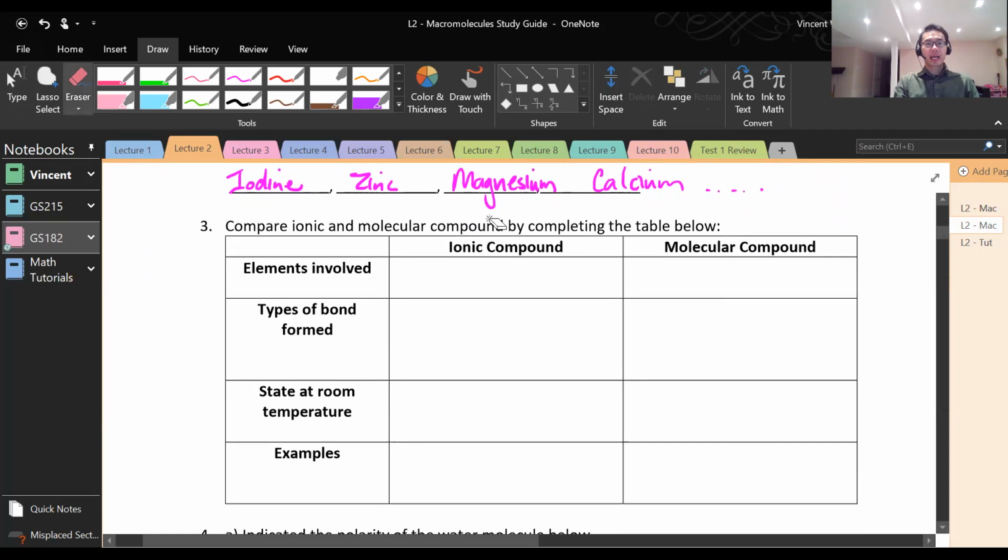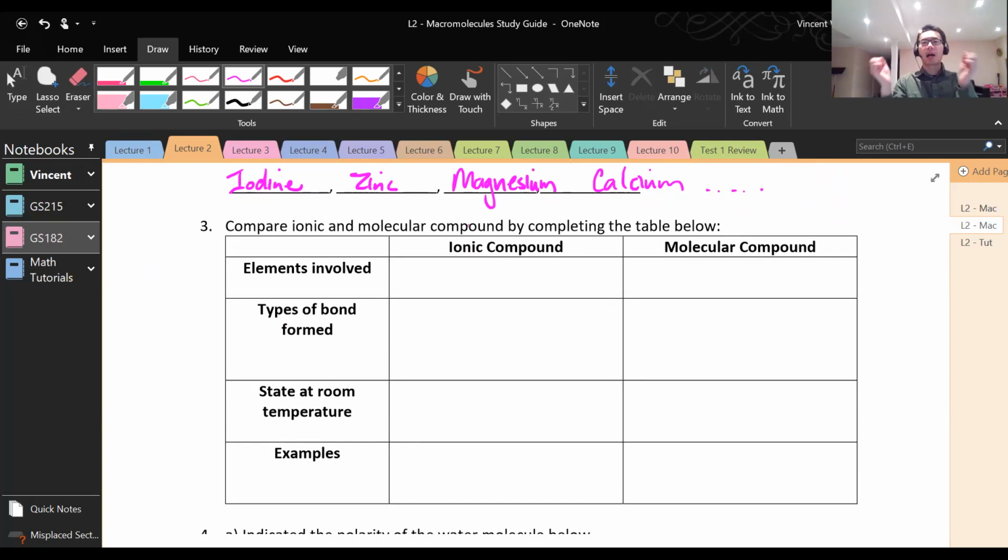Compare ionic and molecular compounds by completing the table below. We can take the elements on the periodic table and combine them together. We can take a metal and a non-metal, and they can combine together to form an ionic compound. You can take a non-metal and another non-metal and put them together, and you form a molecular compound.